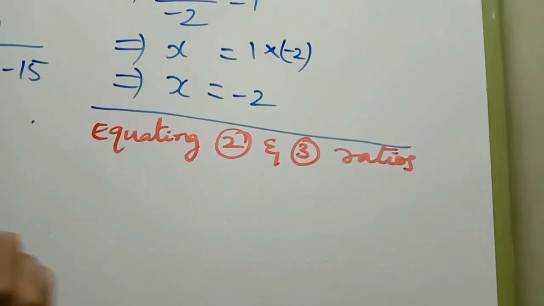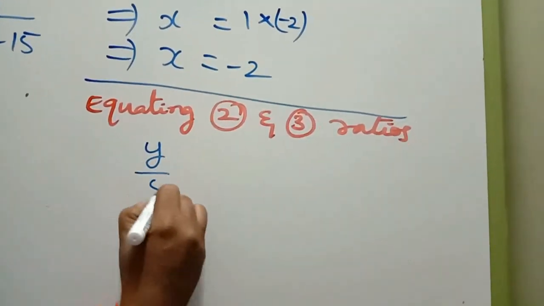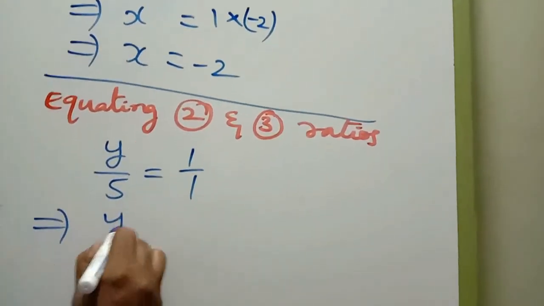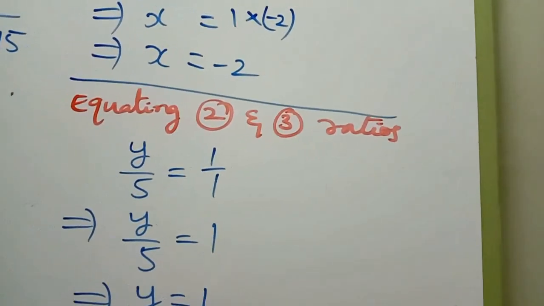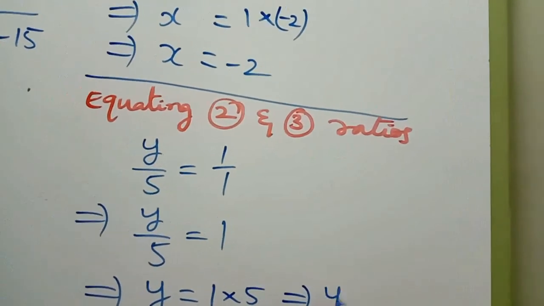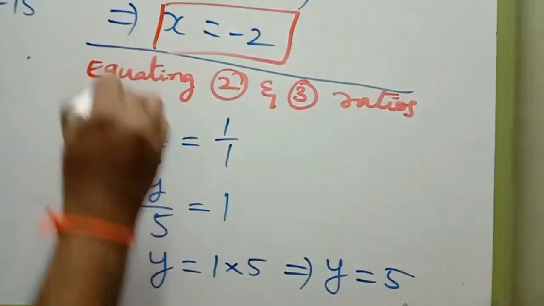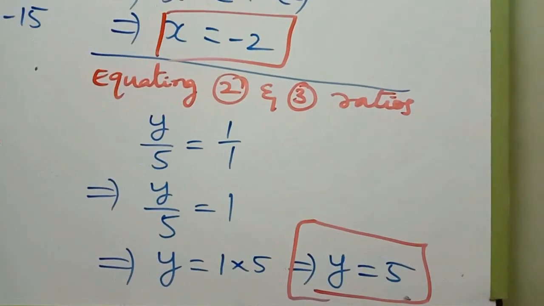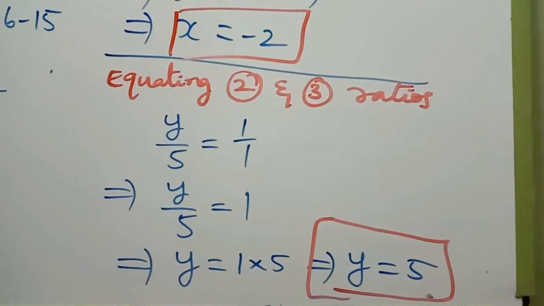Equating the second and third ratios. What is the second ratio? Y by 5 is equal to 1 by 1. That is nothing but y by 5 is equal to 1. That is y is equal to 1 by 5 will be into 5. That is y is equal to 5. So my answer is x is equal to minus 2 and y is equal to 5. This is the final answer. So we solved this pair of linear equations by using the cross multiplication method.